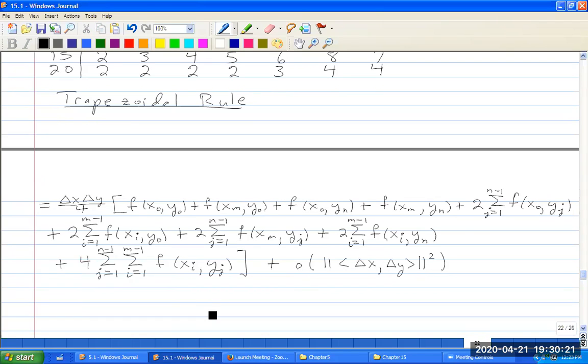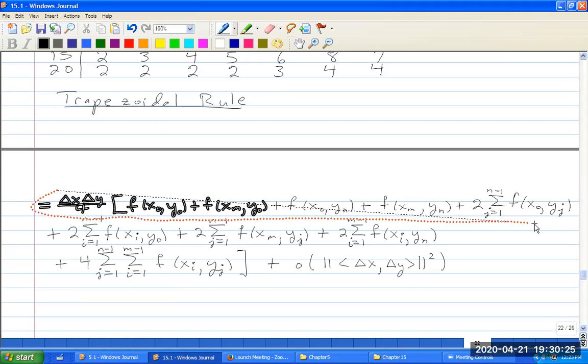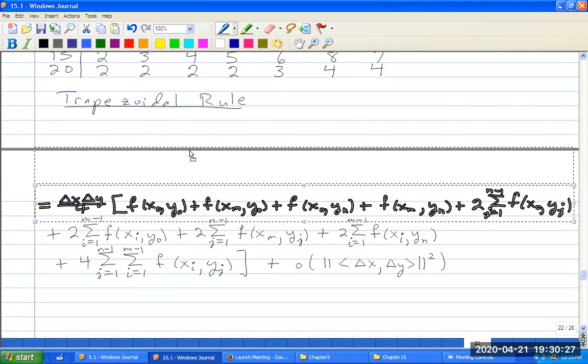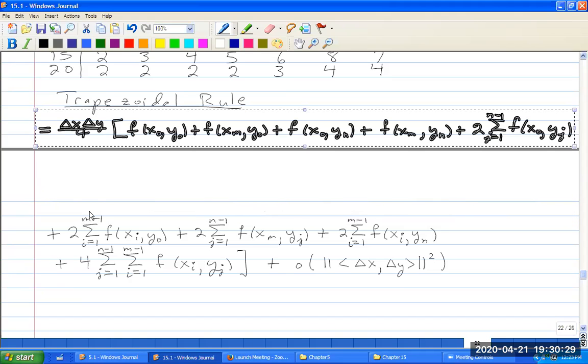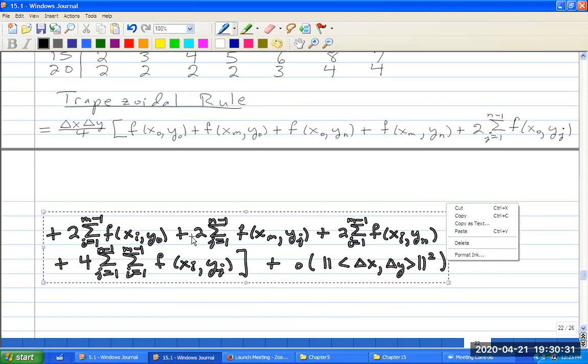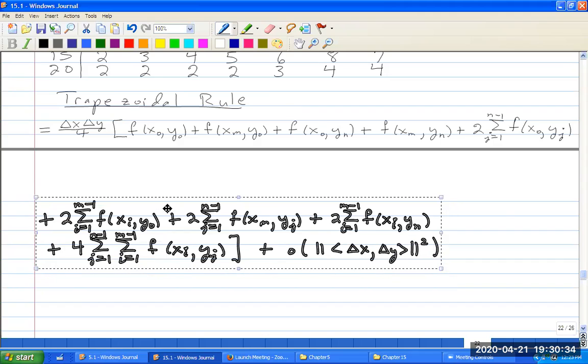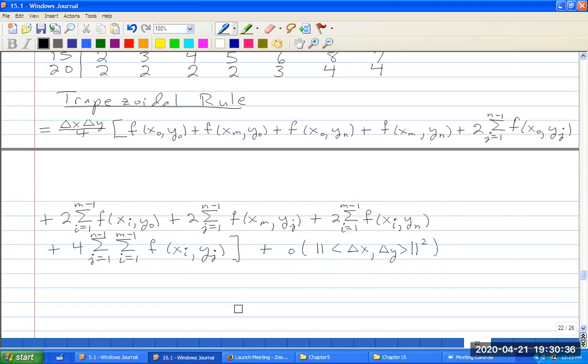Now I'm actually not going to use this. I'm going to use a picture instead. So this is my rule, but it's not as convenient as the picture.